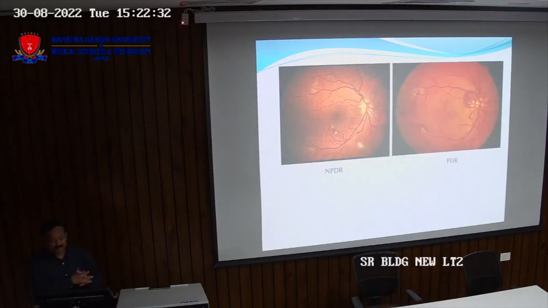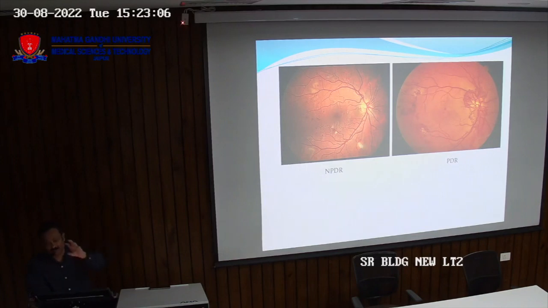Now this is a picture of NPDR, non-proliferative diabetic retinopathy, and another is proliferative diabetic retinopathy. Non-proliferative diabetic retinopathy means there is no neovascularization till now. And proliferation means when the neovascularization has started. So in the PDR picture, you can see the temporal part. Again, the central is the macula, the nasal is the disc, and the temporal is that area. In the temporal area, there are certain loops which are present, which are neovascularization.